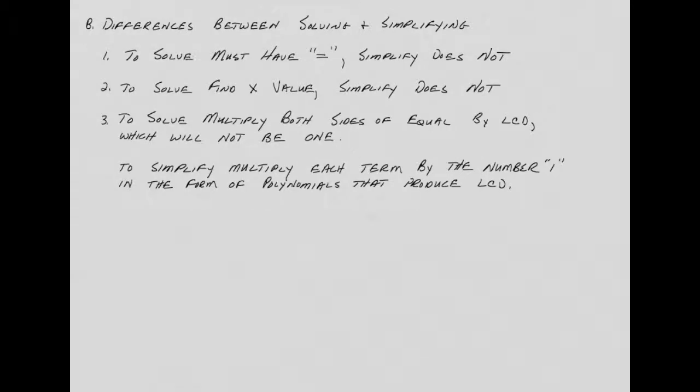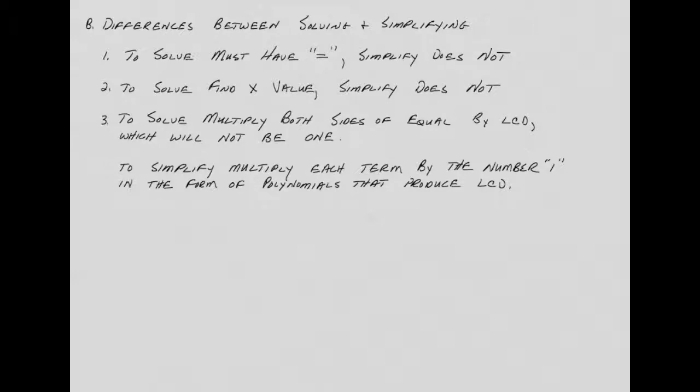Now here are some big differences between solving and simplifying. To solve, we're going to have an equal sign. When we simplify, there's not going to be one. To solve, we're going to find the value of x that makes it true. In simplifying, we cannot do that because it doesn't have an equal sign. To solve, we're going to multiply both sides of the equation by the LCD. That's not like when we simplify, when we have to multiply a term by 1. Here we're going to multiply the whole side by some value, and it does not have to be 1. And it's okay as long as we do that same thing to the other side.